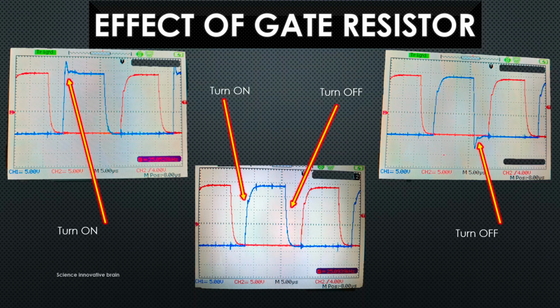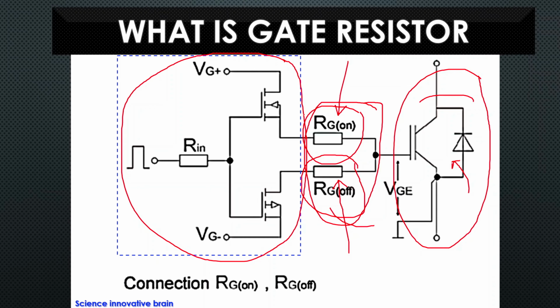The effect of the gate resistor we will discuss first. If you do not choose this gate resistor properly, you will find a spike or some other problem in the waveform, which you can measure at this point.